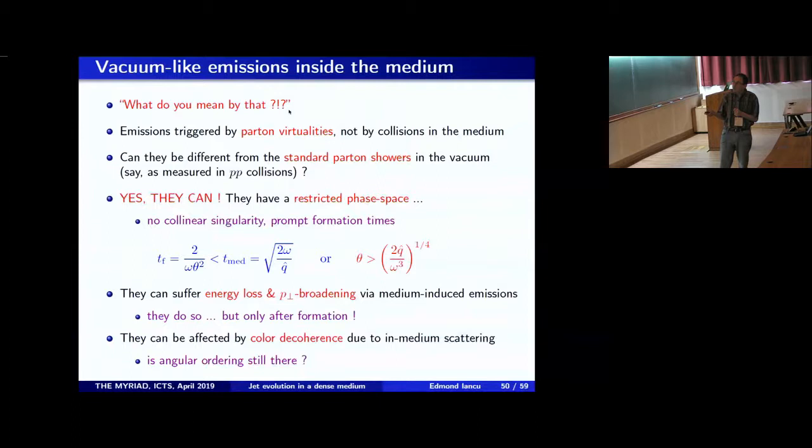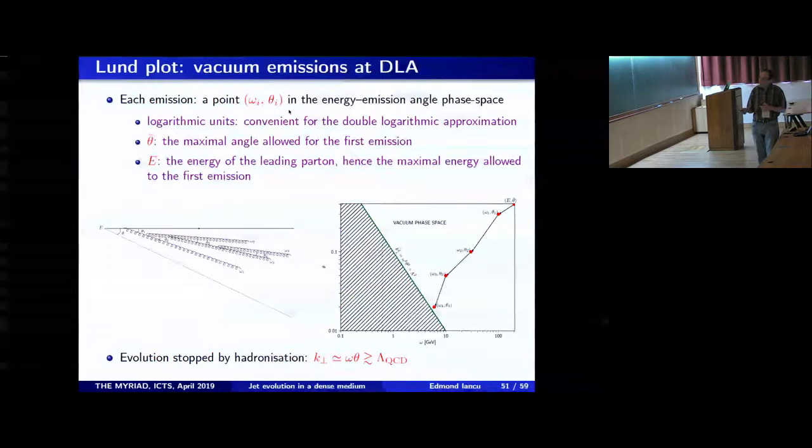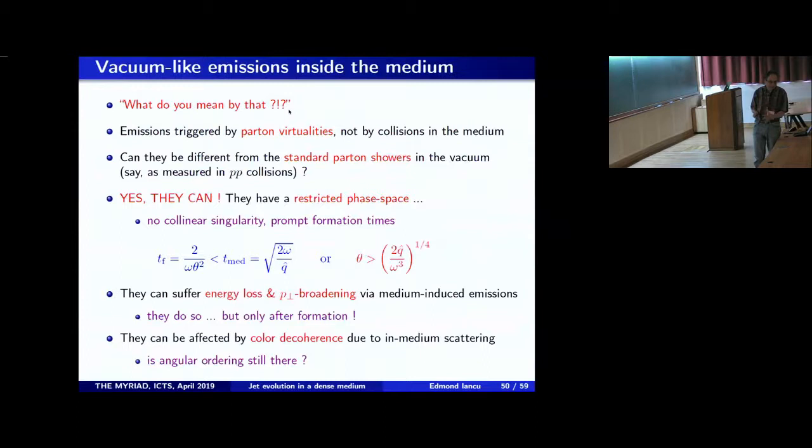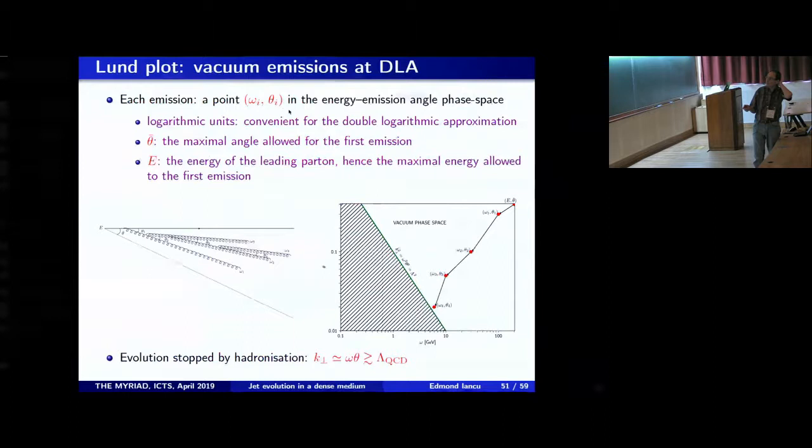And since I discussed constraints in the phase space, it's useful to have a graphical representation of the phase space. That's called the Lund plot, or the Lund plane. I'll show that representation first on the example of genuine particle showers in the vacuum, in the double logarithmic approximation for simplicity. So this is the phase space for radiation, the energy phase space and the angular phase space.